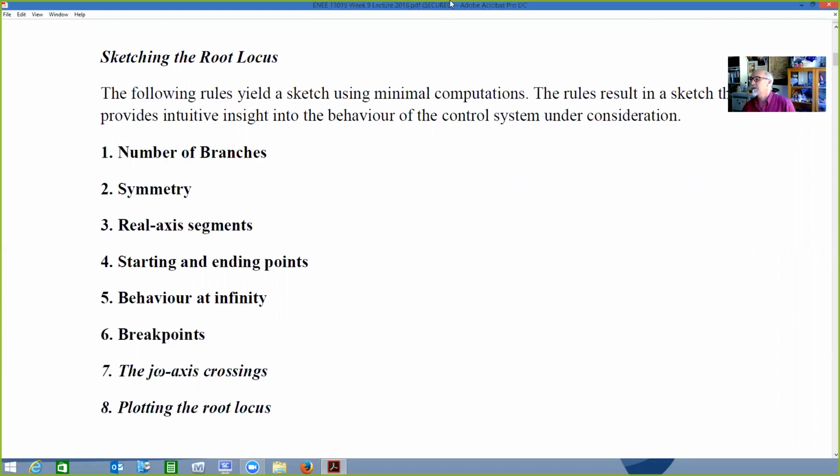Okay, so the first thing we're going to do is these things called the branches, so the number of branches will be determined. Then we'll have a look at the symmetry, the real axis segments, the starting and ending points of our root locus, what happens to the root locus at infinity, what are called break points, break-in and break-out points, and what happens at the imaginary axis, j omega, and of course plotting the root locus overall once we've gathered this information.